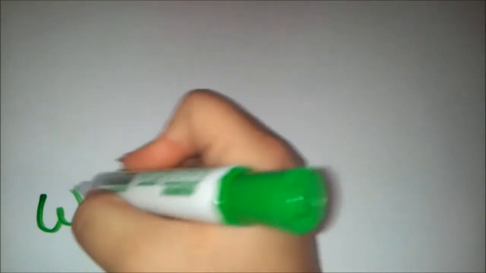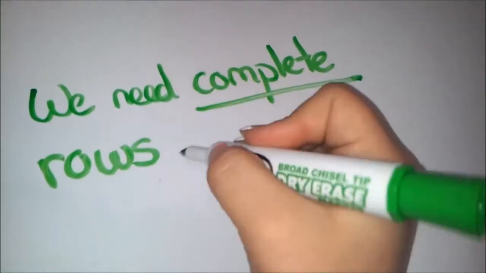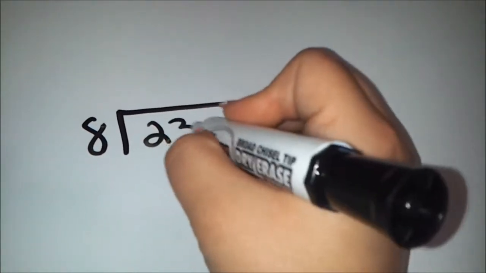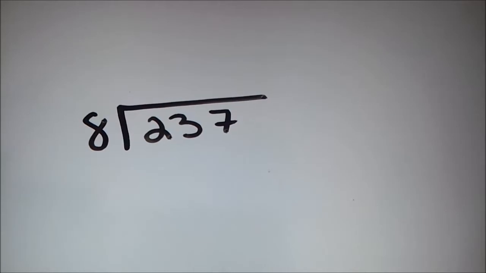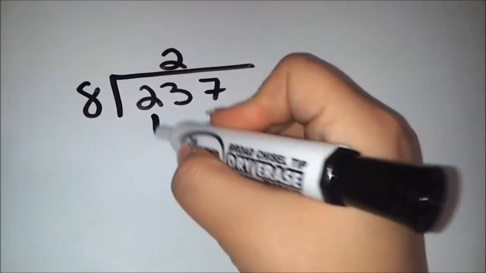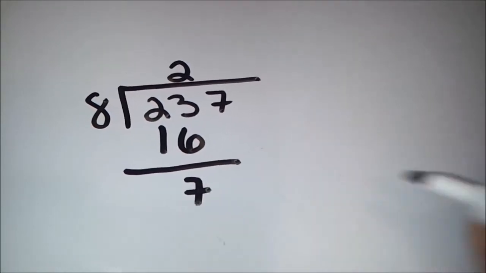If we remember our directions, we need complete rows. Let's go ahead and look at our problem again. 8 divided into 237. Let's do standard division this time. Let's say 8 into 23 goes in twice. That gives us 16. All right, let's subtract. We're going to get 7.